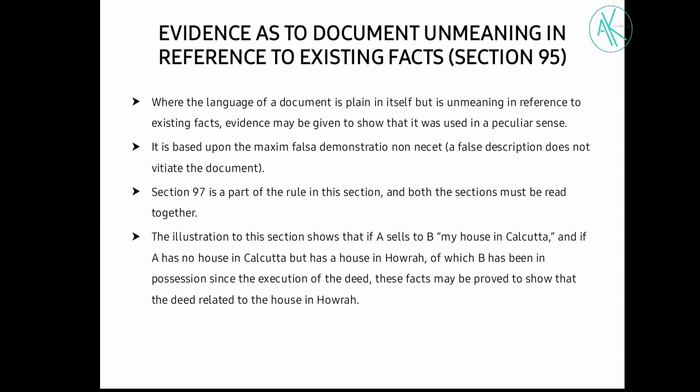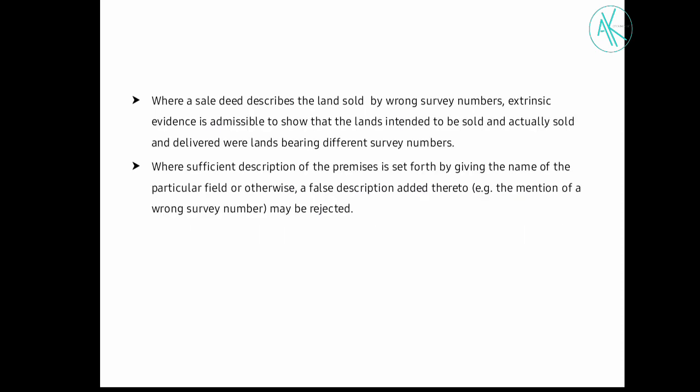The illustration to this section shows that if A sells to B my house in Calcutta, and A has no house in Calcutta but has a house in Howrah, of which B has been in possession since the execution of the deed, these facts may be proved to show that the deed relates to the house in Howrah. It describes the land sold by wrong survey number. Extrinsic evidence is admissible to show that the land intended to be sold and actually sold and delivered were land bearing the different survey number.